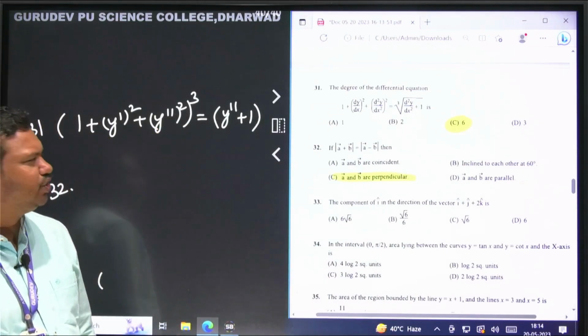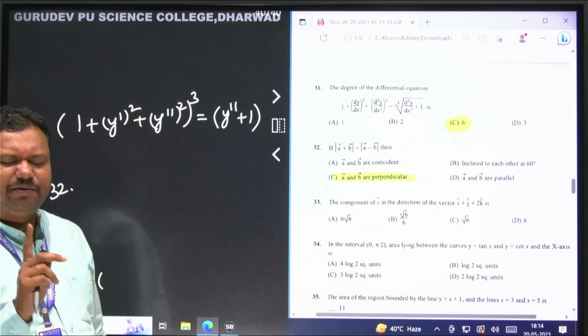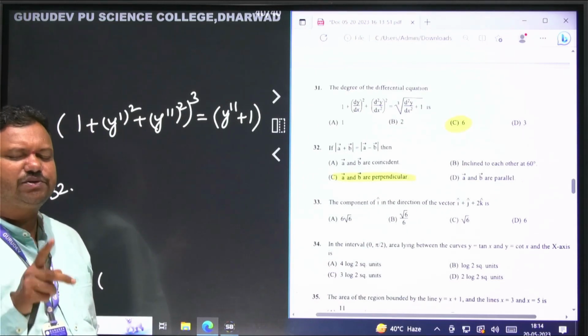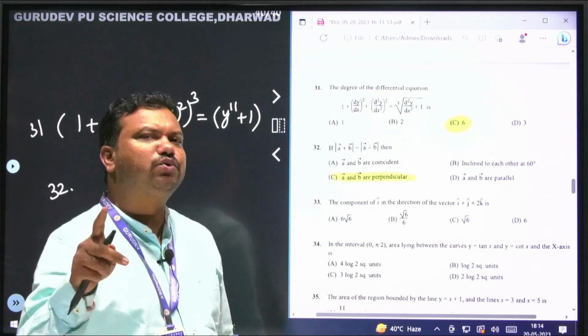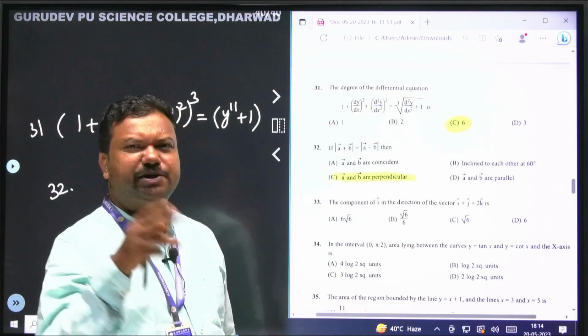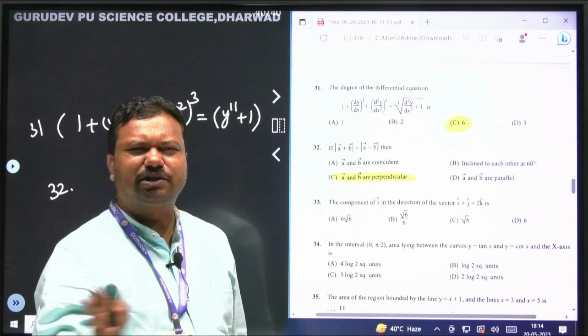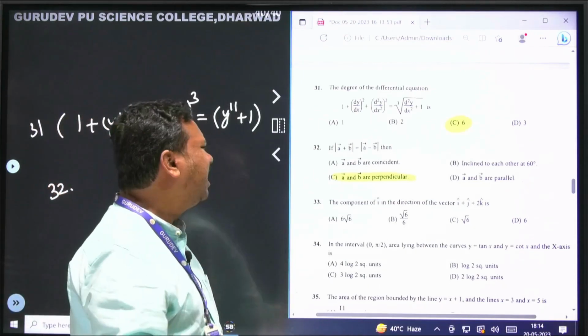a dot b equal to 0 will come. You just have to square it. Magnitude of a square plus magnitude of b square plus 2 times a dot b is equal to magnitude of a square plus magnitude of b square minus 2 times a dot b. a square plus b square, a square plus b square cancel, 2 cancel, a dot b equal to 0 will come. So your answer is a dot b is 0.